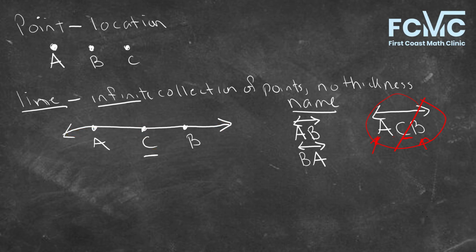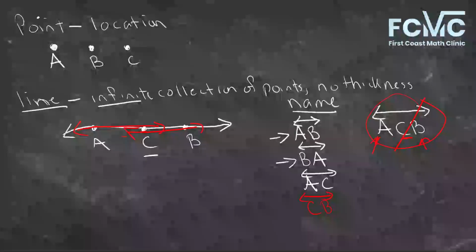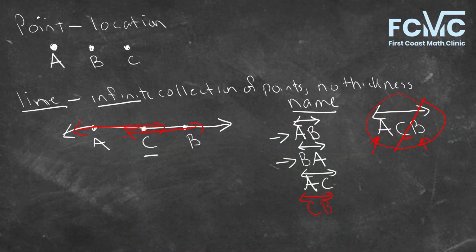With that point C in between A and B, we could still name it line AB, line BA, but we could also name it AC, because if we're going from A to C and past C, we're eventually going to get to B, right? We could also name it, let me write these out in red, CB, because if we're going from C to B and past C, we're eventually going to get to A, so we're including the same line.